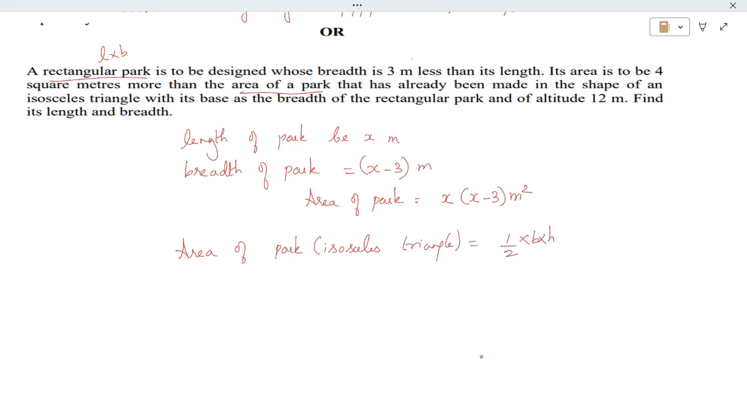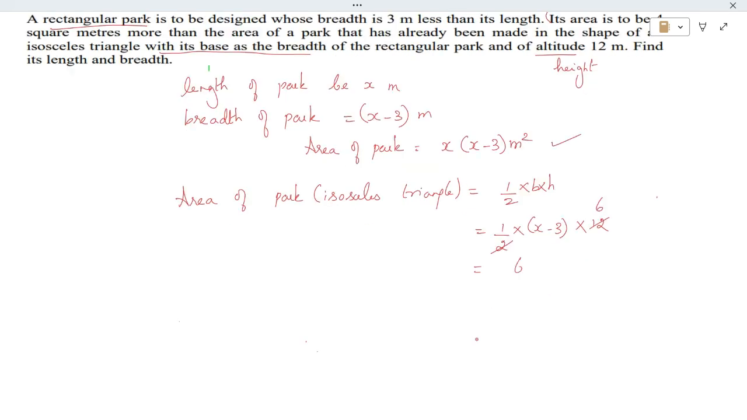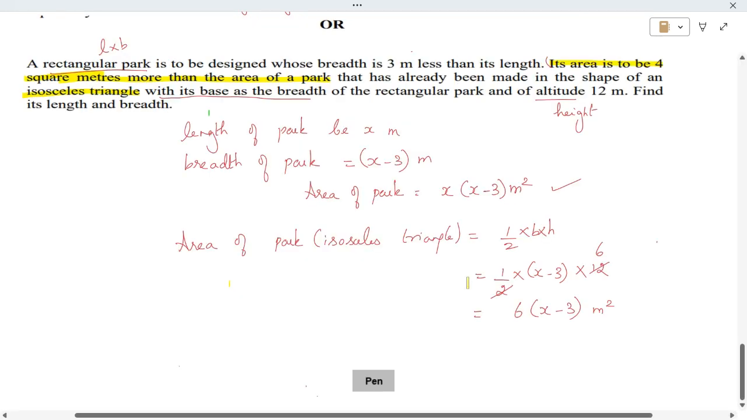Height is nothing but the altitude. So they have already given with its base as the breadth of a rectangular park. So base, I can just substitute the breadth of the rectangular park, which is x minus 3. And the altitude, which is nothing but the height, is given as 12 meter, isn't it? So if I just cancel 2 and 12, I'm going to get 6. So area of the park in the shape of isosceles triangle is going to be 6 into (x minus 3) meter square.